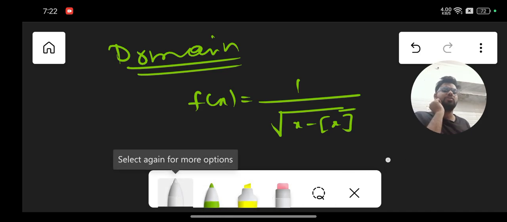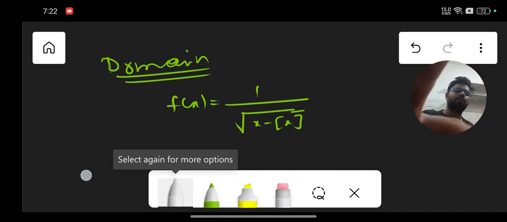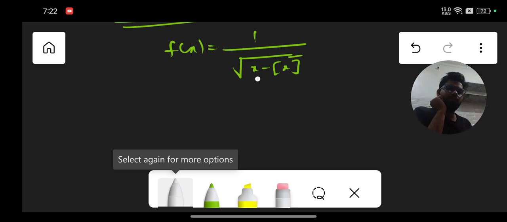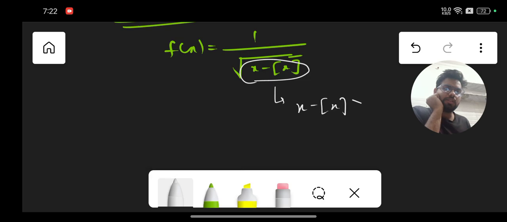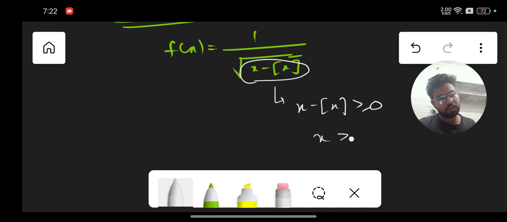You already know that if a root is in the denominator, then the value x minus [x] will always be greater than 0. Now I hope you can understand the meaning of it. Transposing [x] here, x should be greater than [x], and x is greater than [x]. What is the meaning of it?